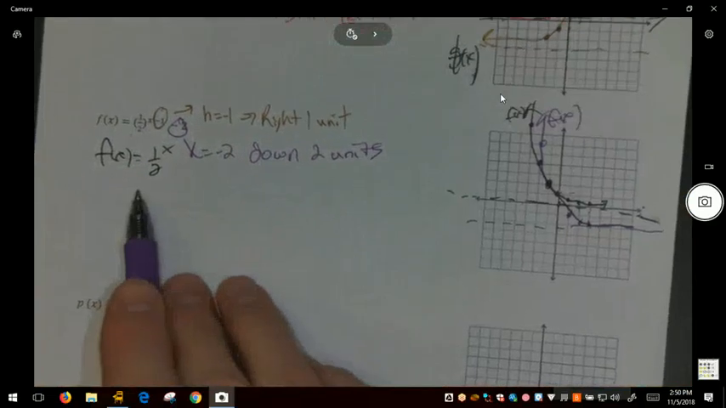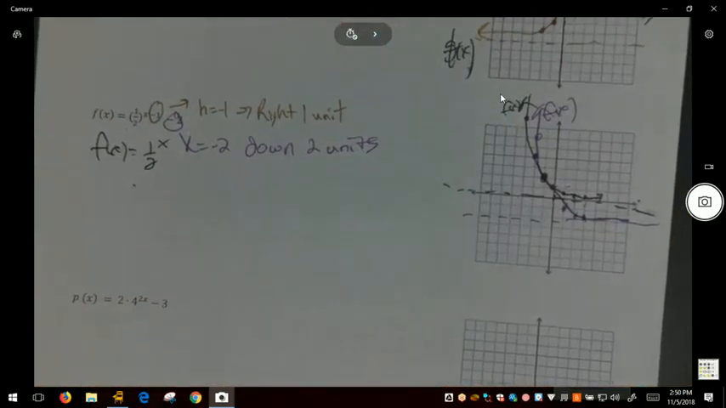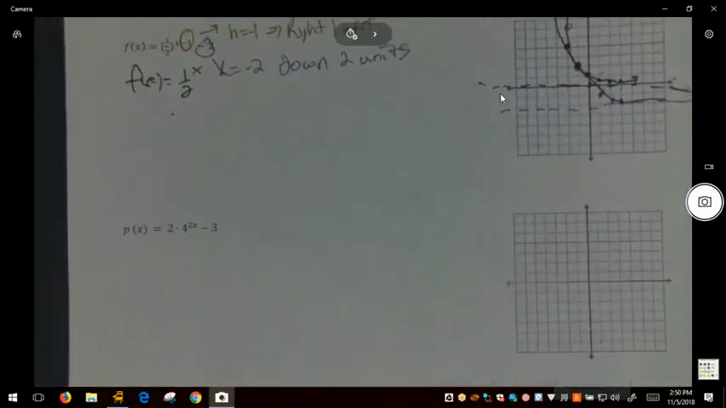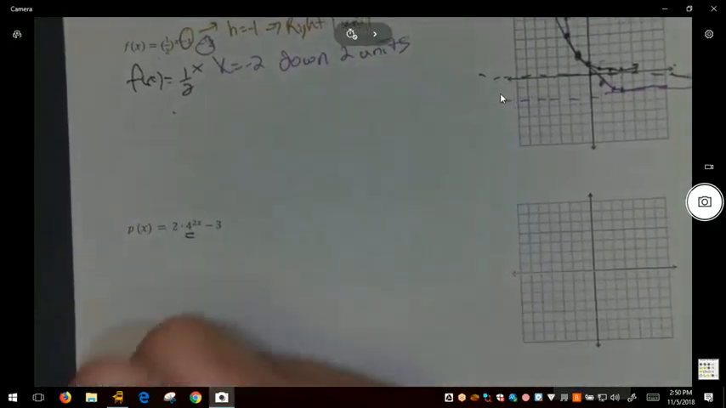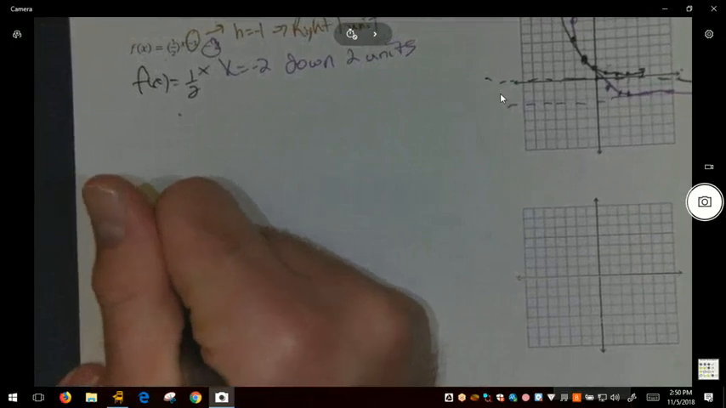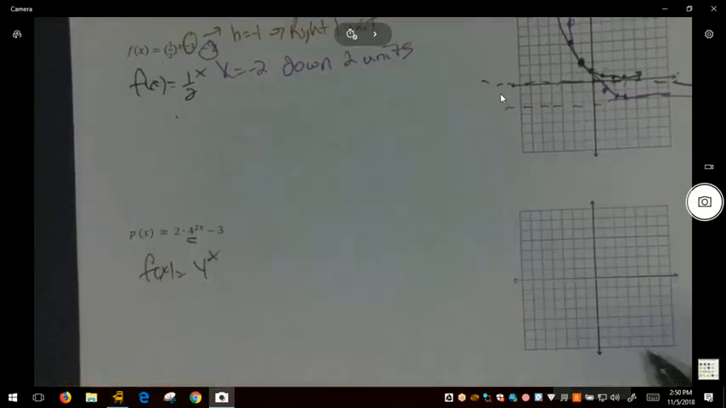I should have come up with a different name for my parent function. They can't both be f of x. In the next problem, the base that's being raised to a power is 4. So f of x is 4 to the x.